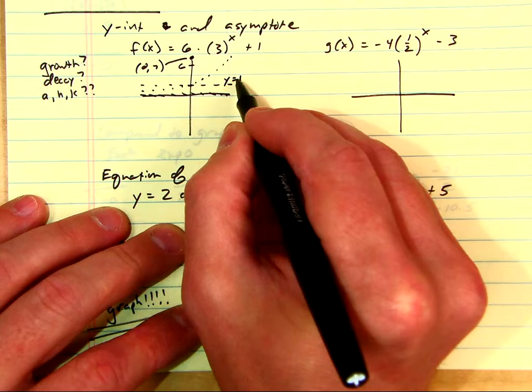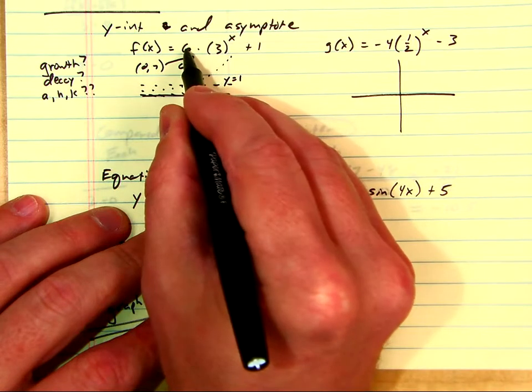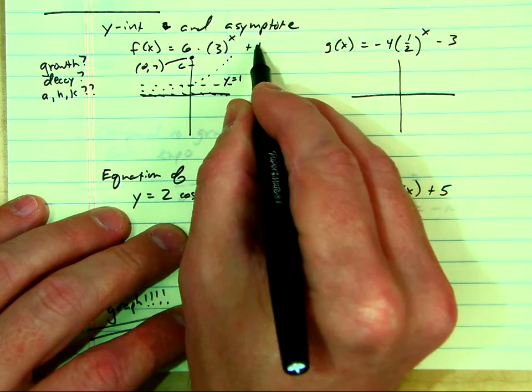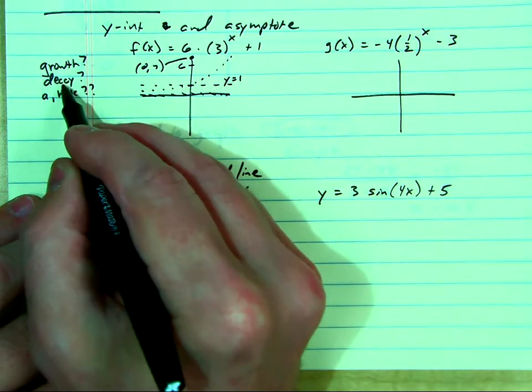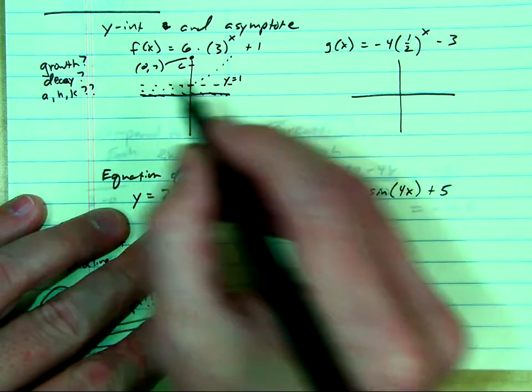So your y-intercept would be 0, 7, and your horizontal asymptote would be y equals 1. The k is the horizontal asymptote. A is the y-intercept, except it moves up or down for k. So that's growth. What about decay? That's supposed to be an a right there.